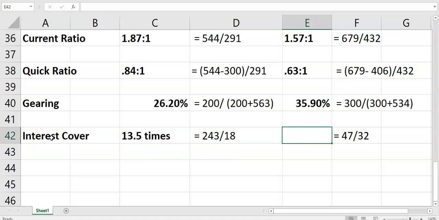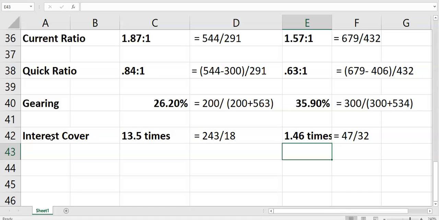Whereas here, this year, your interest has gone up and your profitability has fallen. Your coverage is only 1.46 times. So that is a big deterioration. The lower this is, the riskier it is. In this case, in 2012, you only have one and roughly half times your interest as profits. So you can just about afford it.